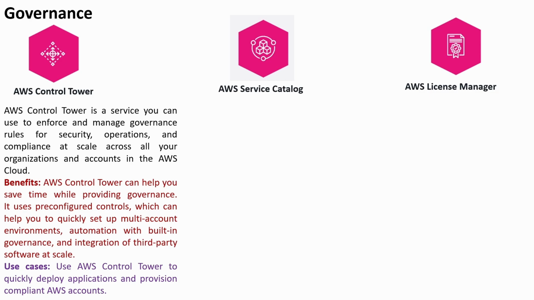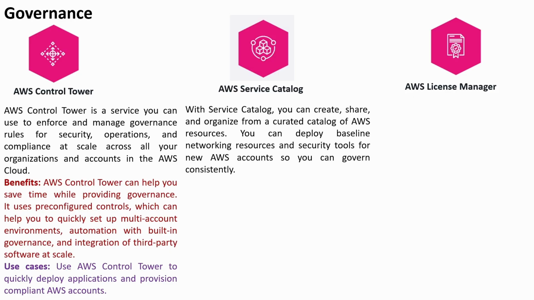To keep things organized, AWS Service Catalog lets your developers buy pre-approved IT services from a curated menu. It keeps them fast and keeps you in control. With Service Catalog, you can create, share, and organize from a curated catalog of AWS resources. You can deploy baseline networking resources and security tools for new AWS accounts so you can govern consistently.